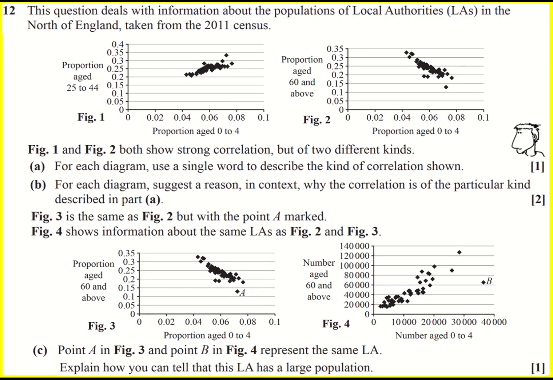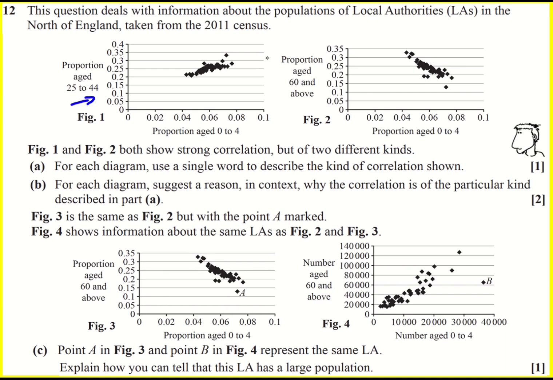A large data set question to end proceedings. These are not my greatest strength, I've got to be honest. The start's quite nice though. For each diagram, use a single word to describe the kind of correlation. So we've got proportion aged 25 to 45 against proportion aged 0 to 4 living in local authorities, and then 16 above to 0 to 4.